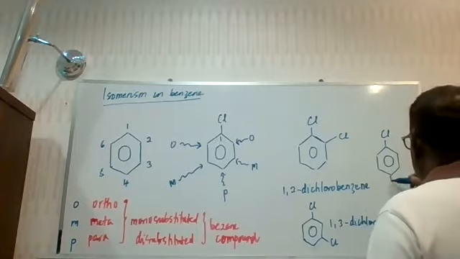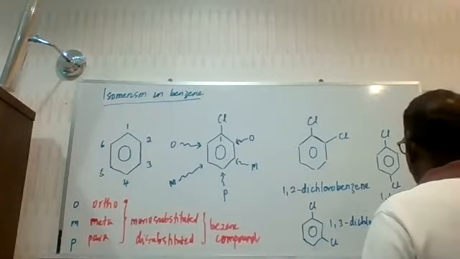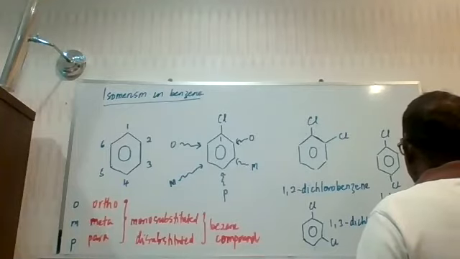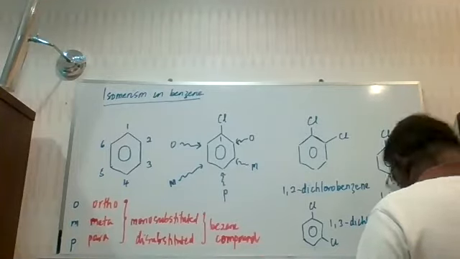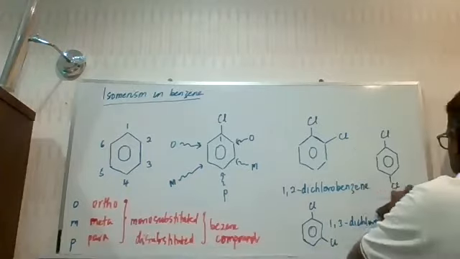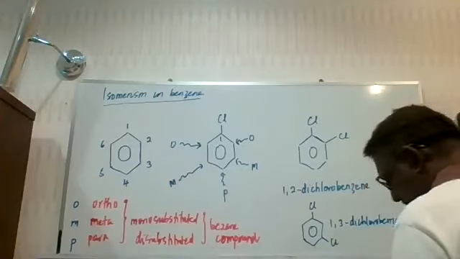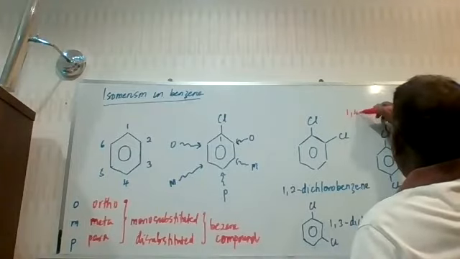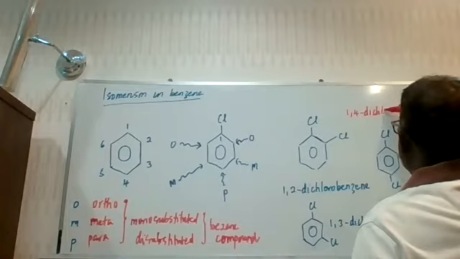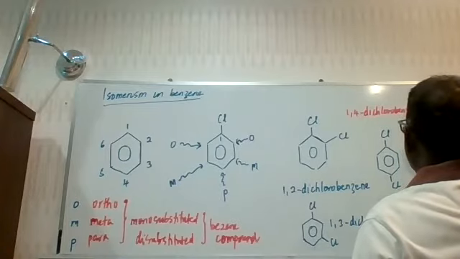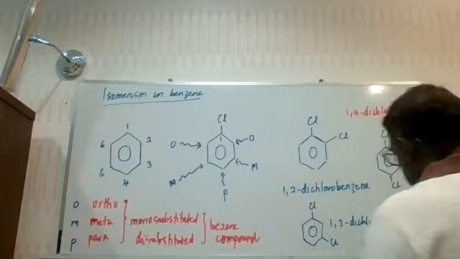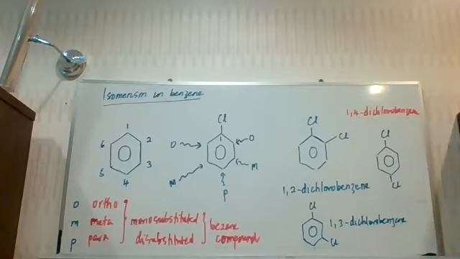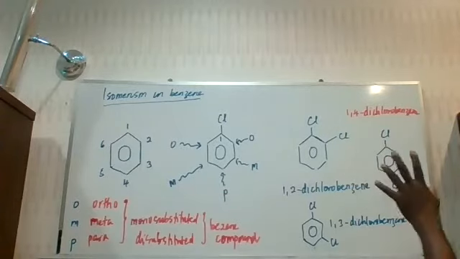This is 1,4-dichlorobenzene. That's what it is. All three of them are different structures, and therefore they are the isomers of each other because they share the same molecular formula. All right, so the structures are different.